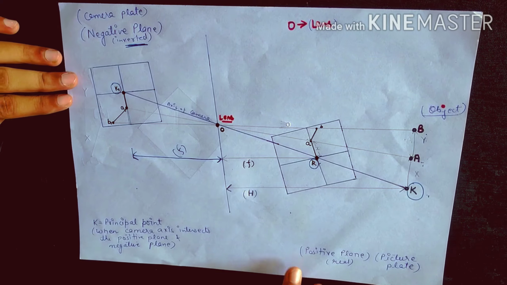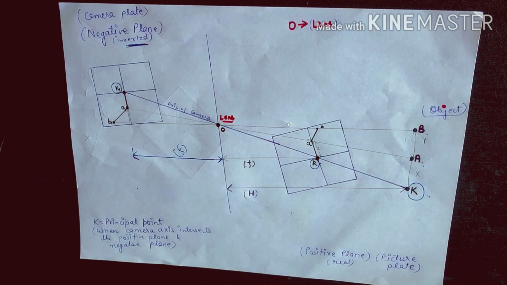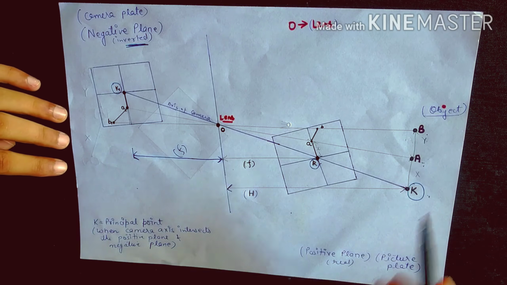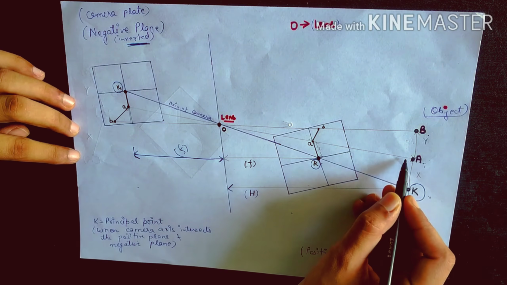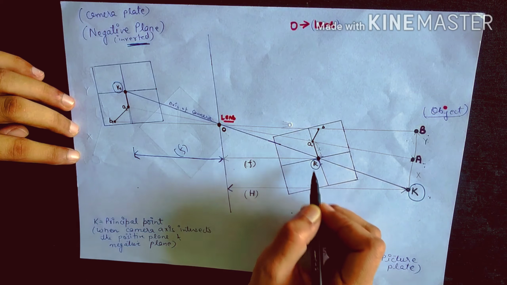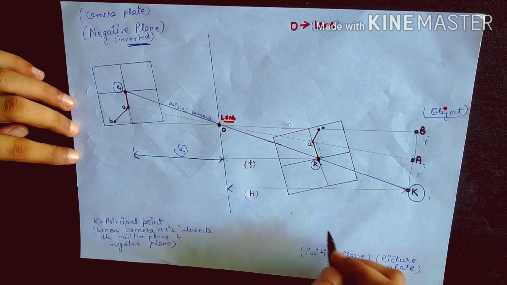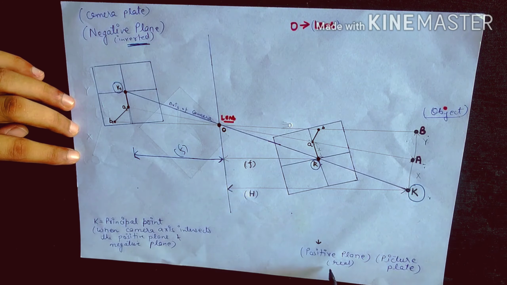Here you will see that when the points A and B are being photographed and the projection lines are being drawn backward, these projection lines come to the photograph plane as a small a and a small b on the positive plane. The positive plane is the picture plate. Here the photograph will be real.